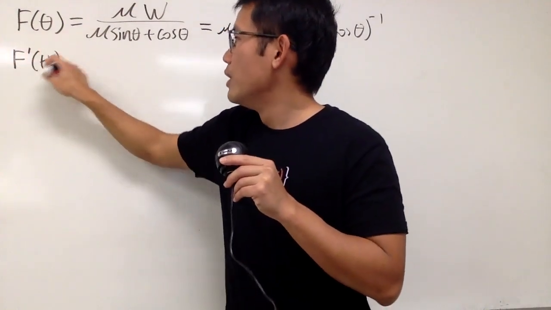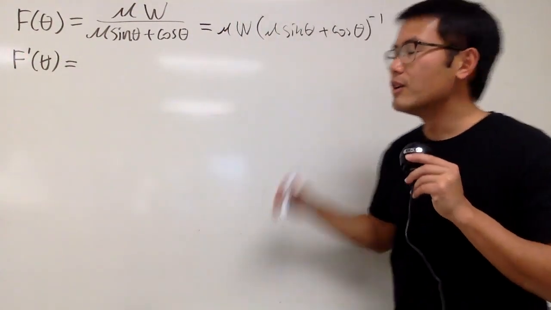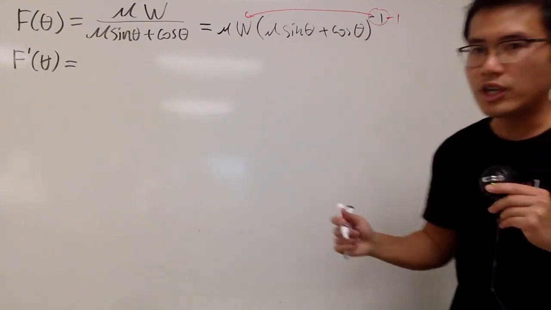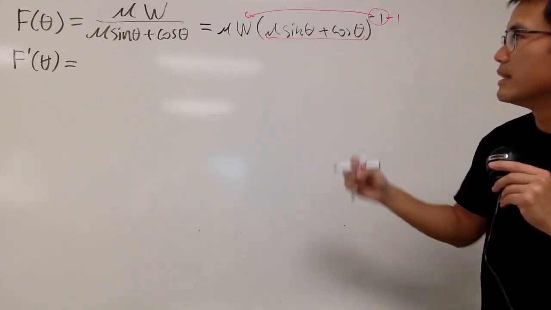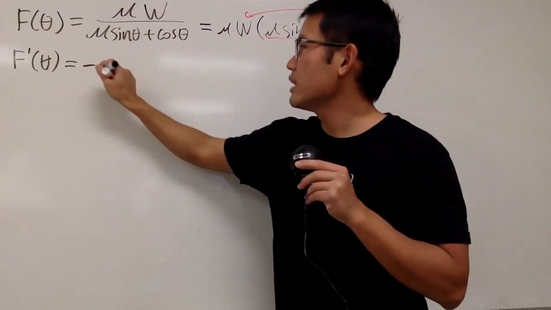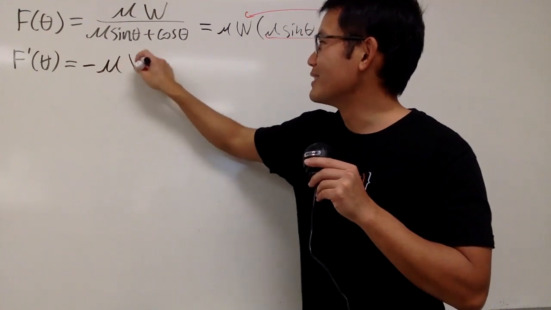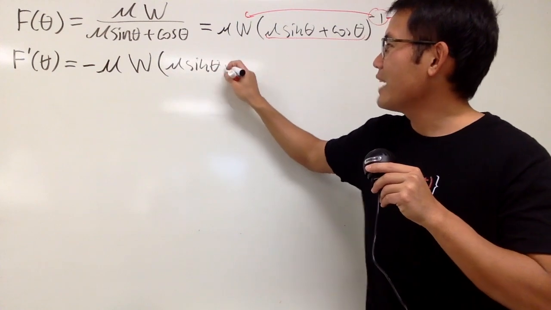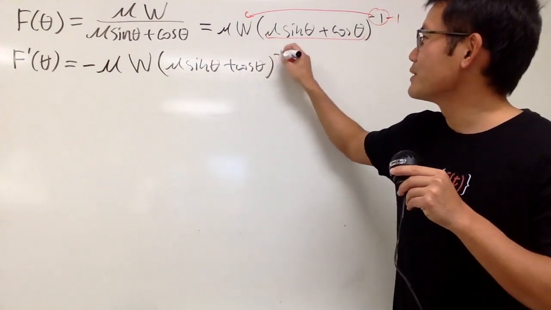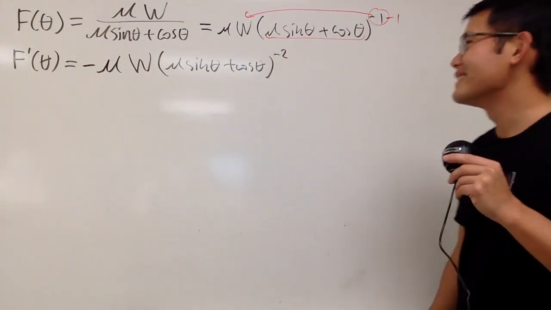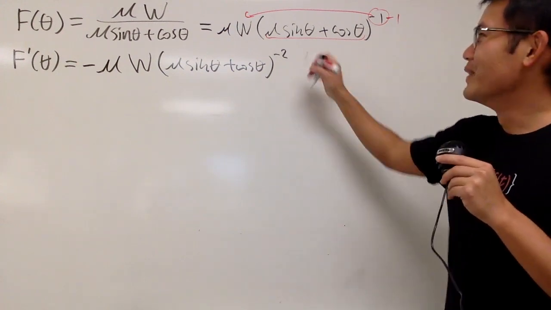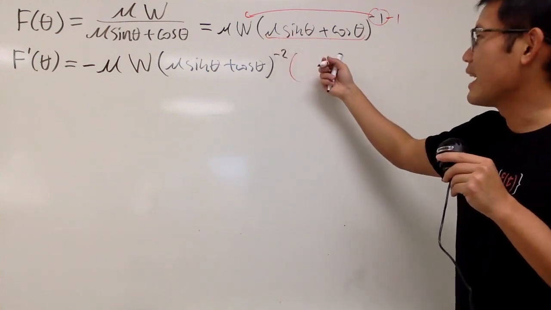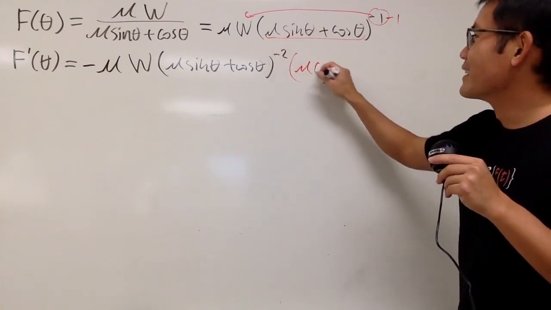So here we go. F prime of theta. Right here, we can just go ahead and bring the power to the front, -1, and then do the chain rule on the inside, right? So when we do that, we get negative mu times W, and then we have the inside, which is mu times sine theta plus cosine theta raised to the -2 power. And then we multiply by the derivative inside because of the chain rule. Derivative of mu times sine theta is going to be mu times cosine theta.